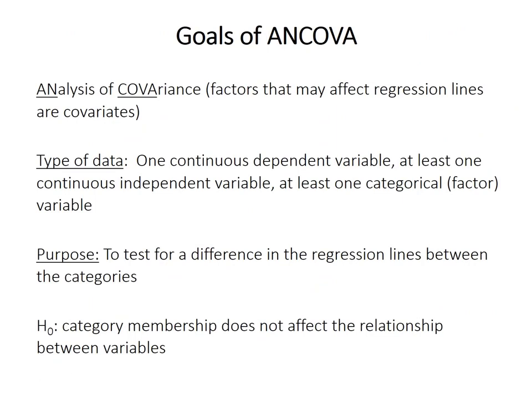So ANCOVA, or analysis of covariance, requires one continuous dependent variable and at least one continuous independent variable, like in linear regression. But it also requires that the data is divided into categories with at least one categorical or factor variable. Its purpose is to test for a difference in the regression relationship, either in the slope or in the intercept, between the levels of this factor variable. And the null hypothesis is that there's no effect, so category membership doesn't matter; whatever group the data belongs to, the regression slope and intercept is the same.